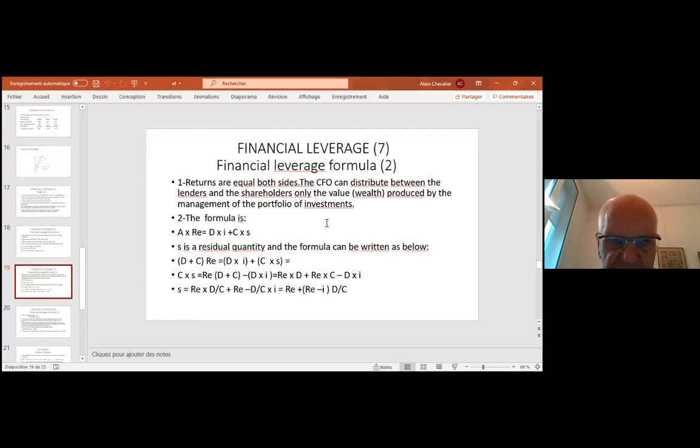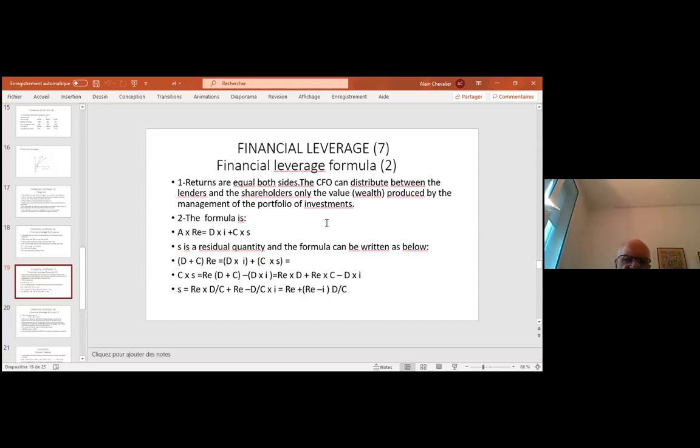We have three lines before the end of the slide here, a new presentation. And then we develop this expression, we get C multiplied by S, which is equal to RE multiplied by D plus RE multiplied by C minus D multiplied by I. Simplify then, and we get at the end S equal RE plus RE minus I multiplied by D over C. What does it mean?